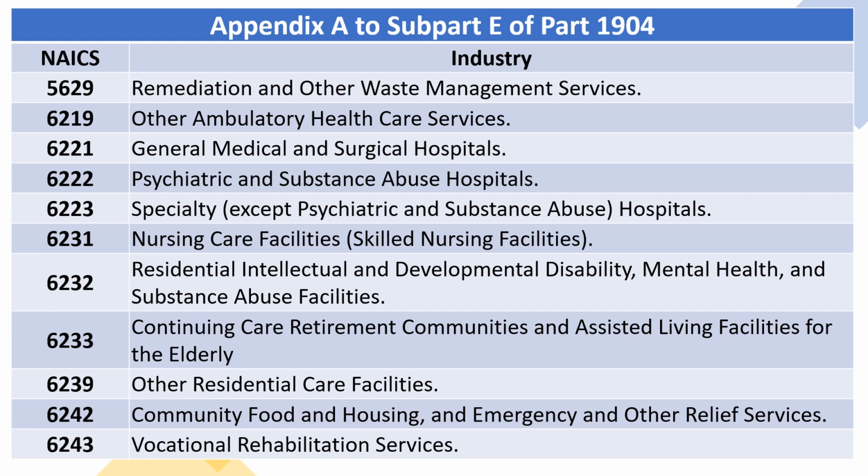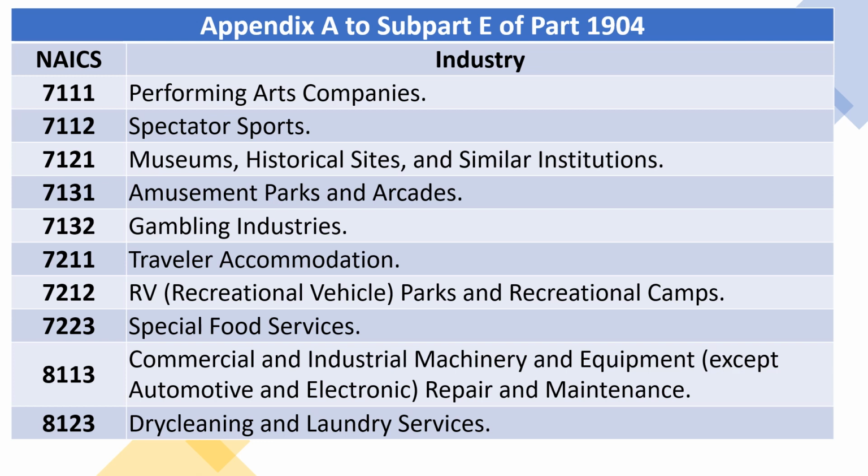6242. Community food and housing, and emergency and other relief services. 6243. Vocational rehabilitation services. 7111. Performing arts companies. 7112. Spectator sports. 7121. Museums, historical sites, and similar institutions. 7131. Amusement parks and arcades. 7132. Gambling industries.